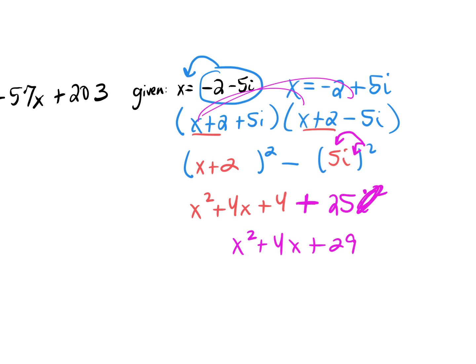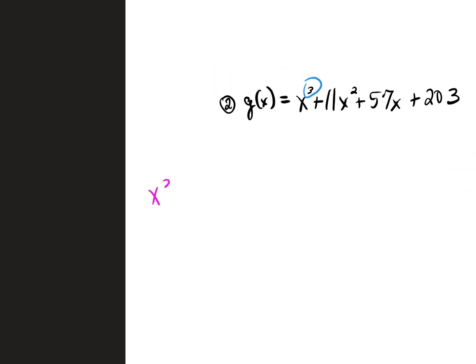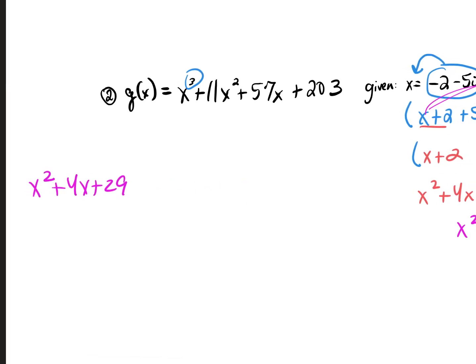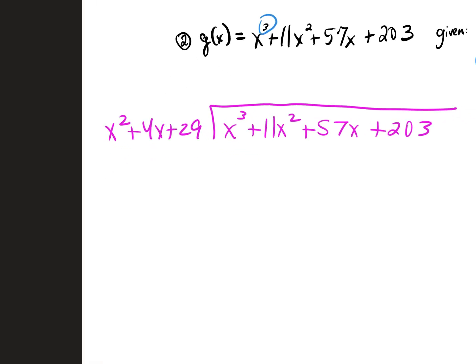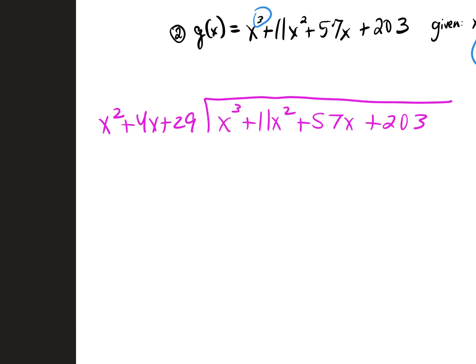All right, so I'm going to take my x squared plus 4x plus 29, and I'm going to divide it into this long thing, x cubed plus 11x squared plus 57x plus 203. So we already have 2 of the zeros. We're only going to end up finding one more.